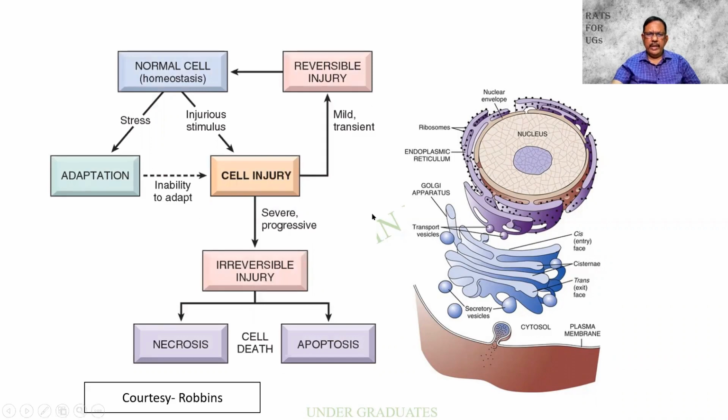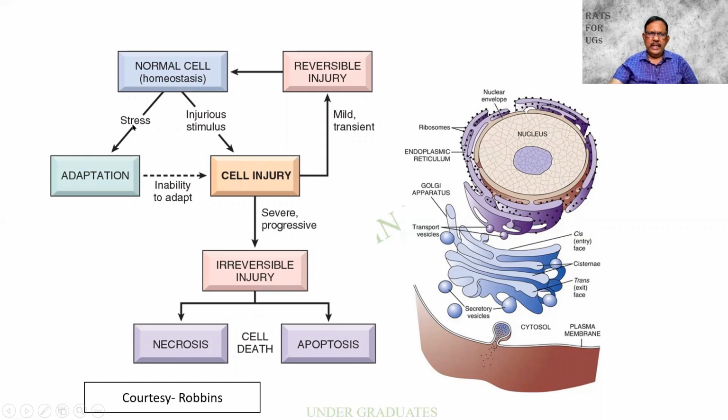This is a very important line diagram, courtesy Robbins. This is a normal cell. The normal cell is constantly being exposed to stress, just like you and me. Sometimes we are able to adapt ourselves to the stress. So also the cell. This is called cellular adaptation. In some cases, you find that the stress is too much or that there is an injuring or an insulting agent. This leads to a cell injury.